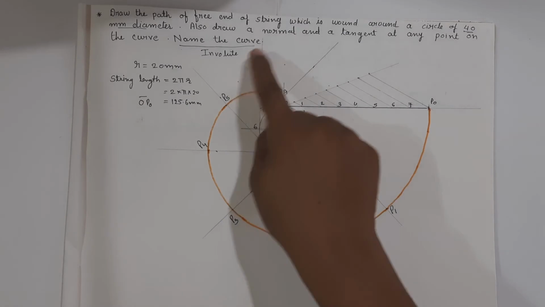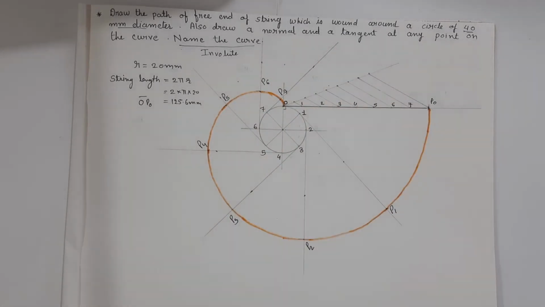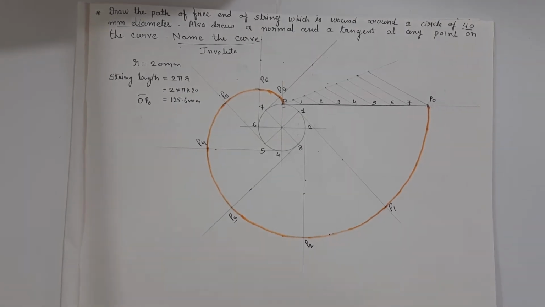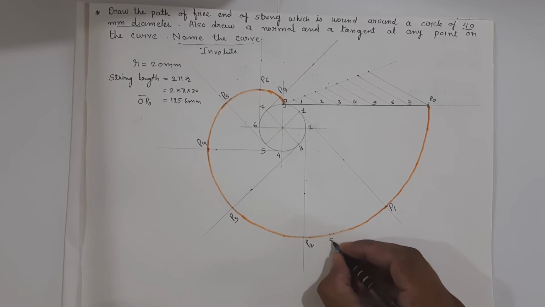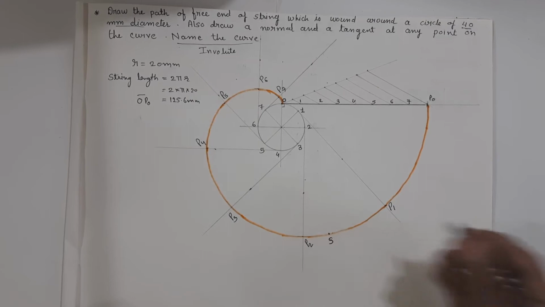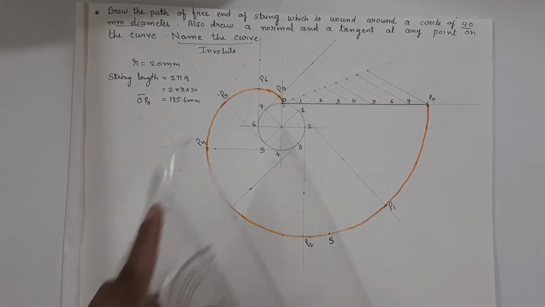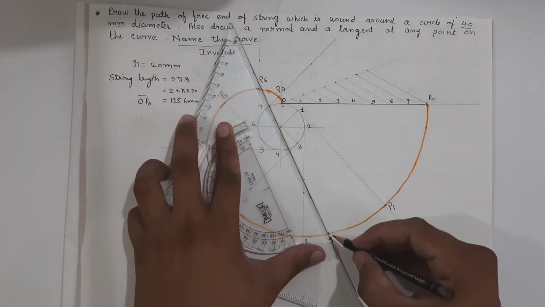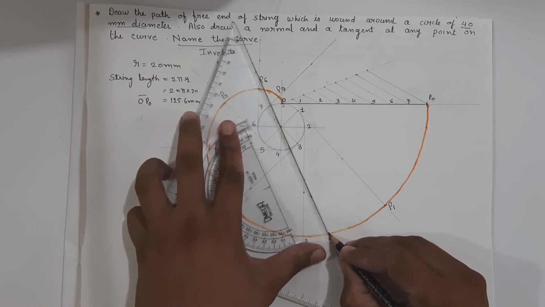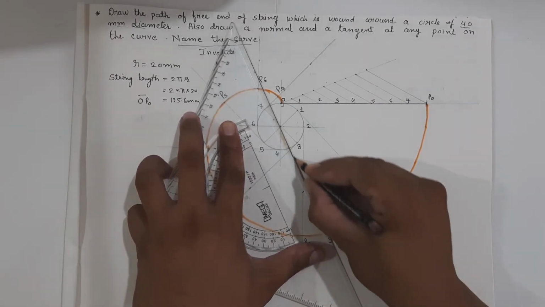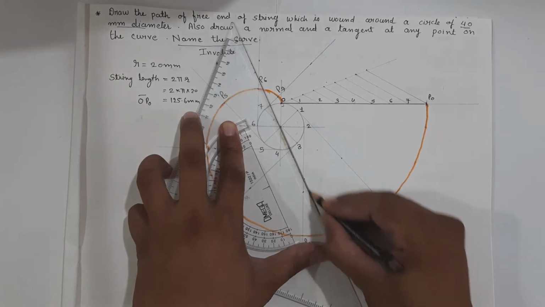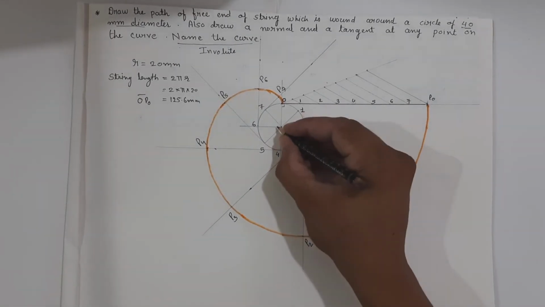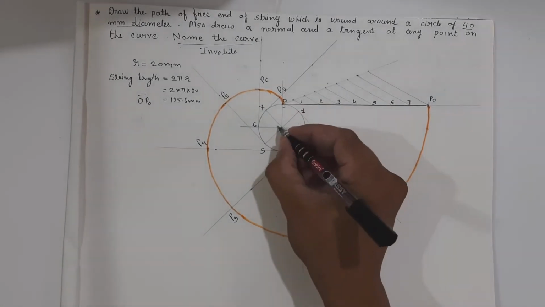Now we have to draw a normal and a tangent at any point on the curve. So let us first of all mark that point. Now mark any point S on the curve. You have to draw a normal and tangent at this point. So if you want to draw the normal and tangent at point S, first of all join this point S to the center of the circle. Let us say that the center of the circle is C.